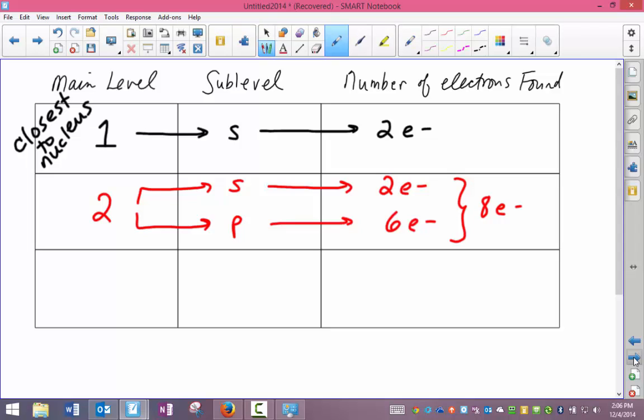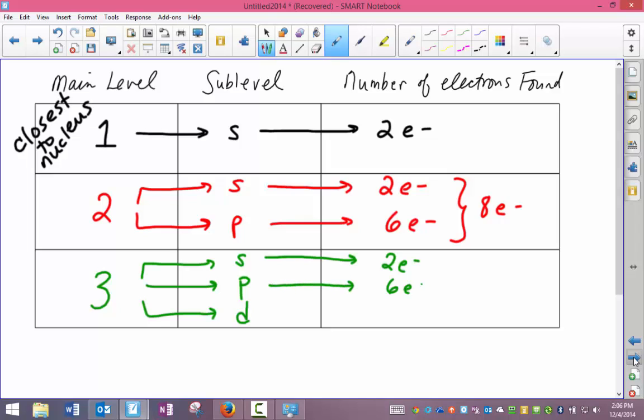If we get further away from the nucleus, maybe to the third cloud, the third main level, we're going to find 3 sublevels. The first sublevel is S, the second sublevel is P, and the third sublevel is D. In the S sublevel, remember, you can find a maximum of 2 electrons again. In the P, you can find a maximum of 6, and in the D, you can find a maximum of 10. If I add these all together, notice I can find a total of 18 electrons in the third level.